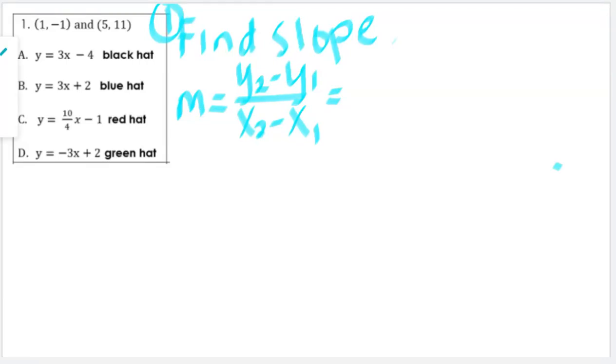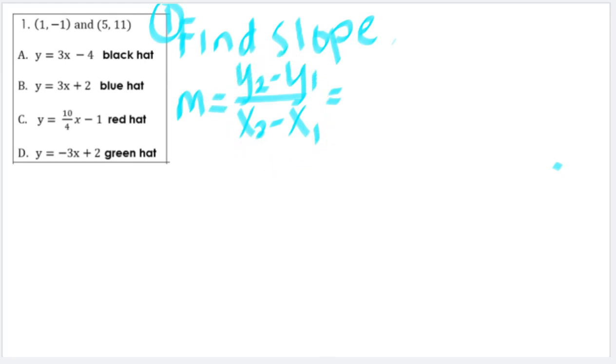All right, so today we're going to write the equation of a line in slope-intercept form going through 2 points. So our first step is to always find the slope. To find the slope of these 2 points, we're going to use this slope formula: y2 minus y1 over x2 minus x1.